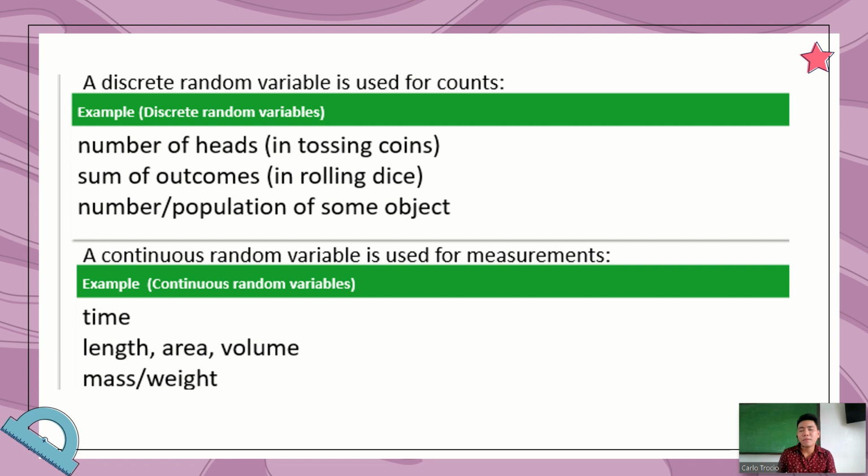Again, discrete random variable, discrete, is used for counting, no decimals, whole numbers. While the continuous random variable is the opposite, of course. You may have a decimal point, or it is in a fraction form. For example, the time, you can say 5 hours and 2 seconds, something like that. Length, area, volume, mass, and weight, and many more.